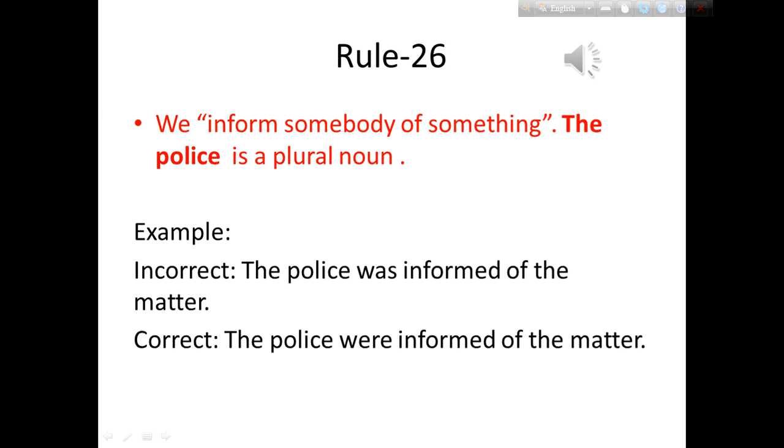Now let's see the example. The given example is: the police was informed of the matter. As the police is a plural noun, we should use a plural verb for the subject. So the correct sentence will be: the police were informed of the matter.